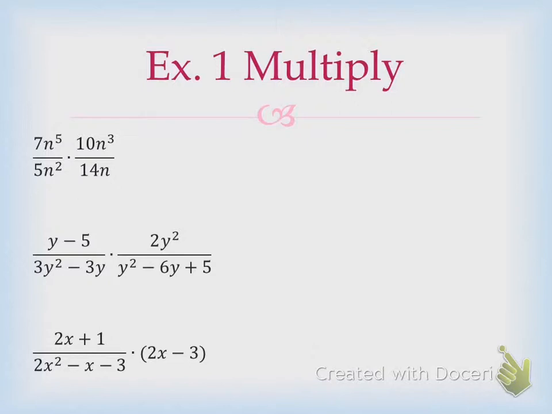So in example 1, they want us to multiply the fractions. Now, remember, what you've learned in past lessons will come into play. Before I multiply, let's look diagonally here. Is there anything I can simplify with 7 and 14? Is there a number that can go into both of them? What is it? 7. 7 goes into 7 one time, and 7 goes into 14 2 times. Now, let's look at our variables: n to the 5th power and n.